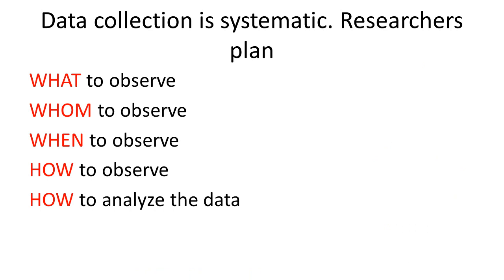The important thing is that our data collection is systematic. And when we talk about systematic, what we mean is we have to plan. So we have to, as researchers, plan what to observe, whom to observe, when to observe, how to observe, and how to analyze the data. We've covered this in previous sections, but let's go over it one more time.